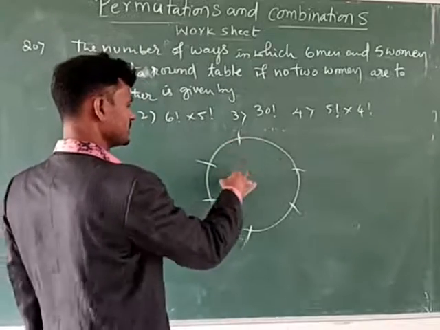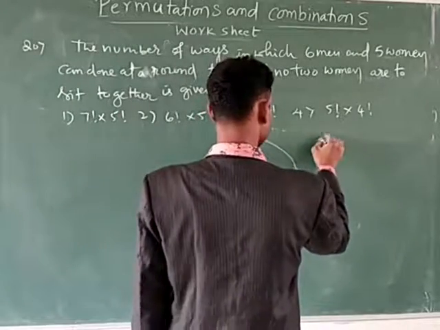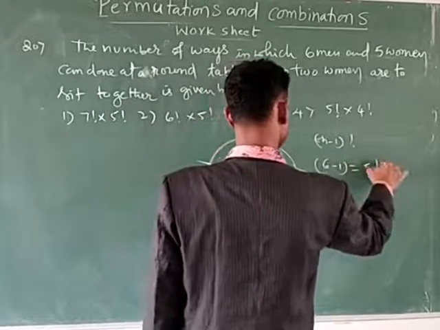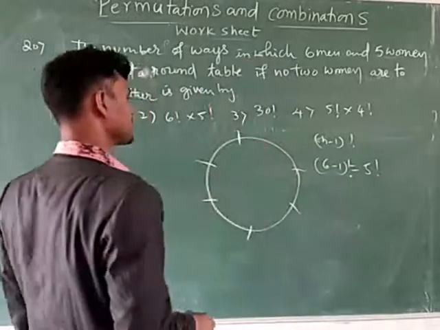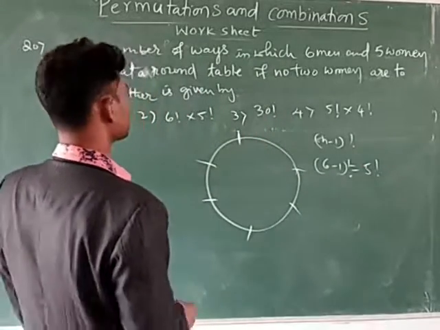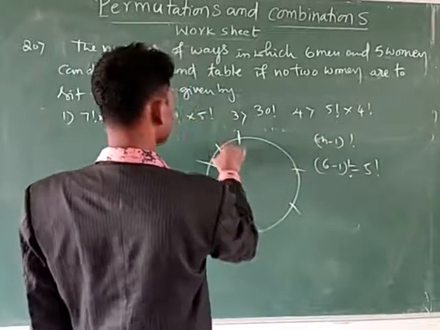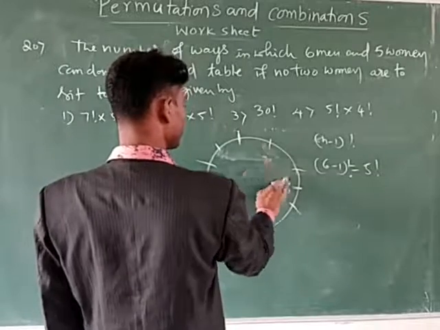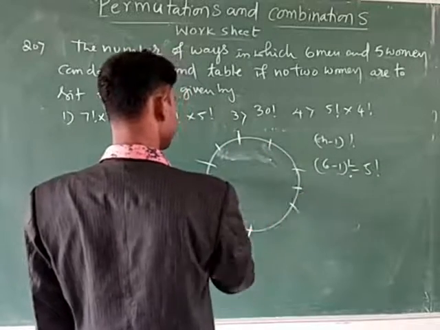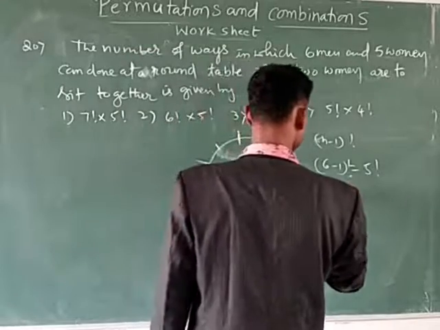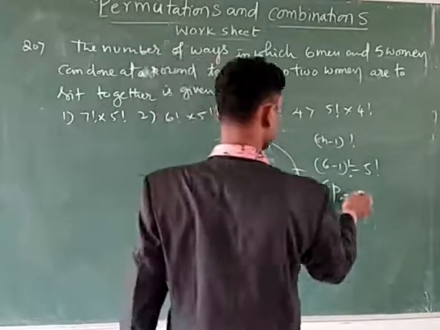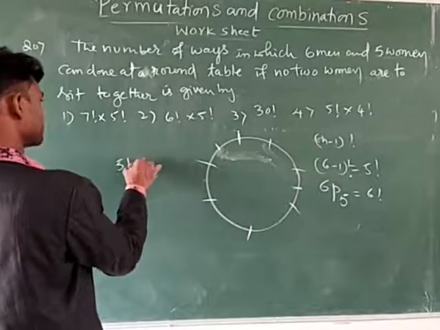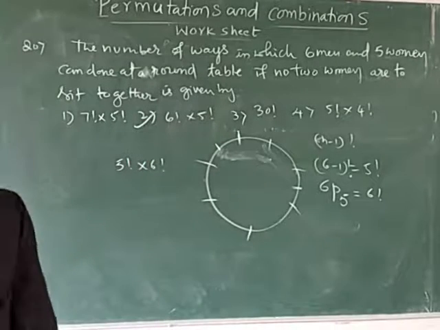Round means you have to arrange n minus 1 factorial. Here 6 minus 1 factorial is equal to 5 factorial. Men can be arranged in 5 factorial ways. Again you have to arrange the 5 women. Here a woman, here a woman, here a woman. Total how many places are there? 1, 2, 3, 4, 5, 6. 6 places are there, 5 members: 6P5. Then 6P5 means 6 factorial. Total is 5 factorial into 6 factorial. This is the second option.